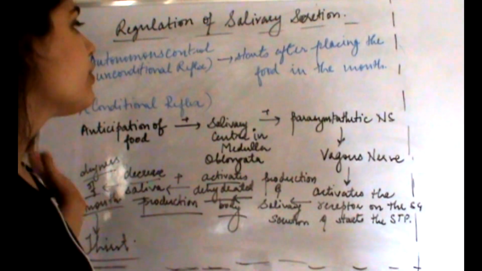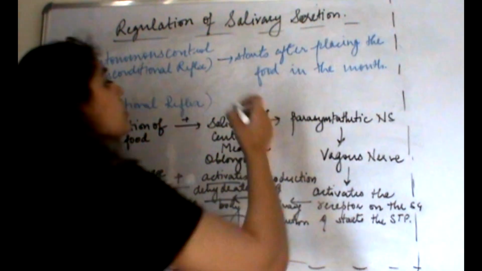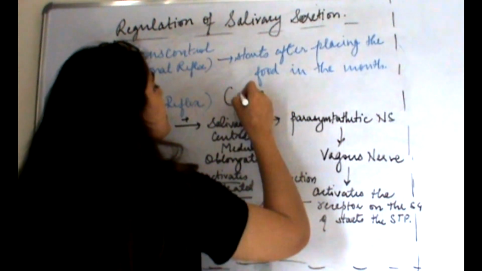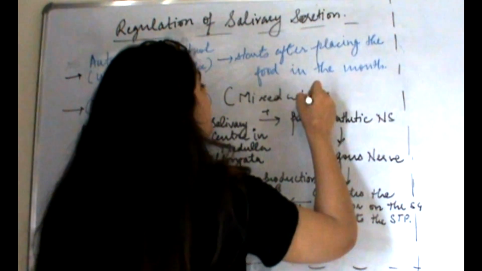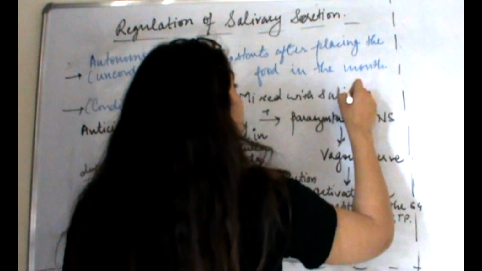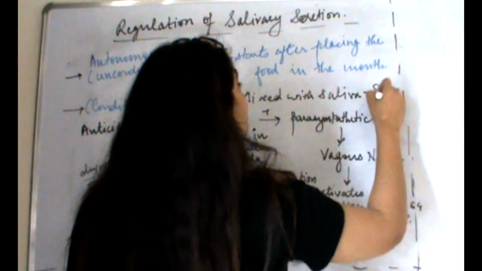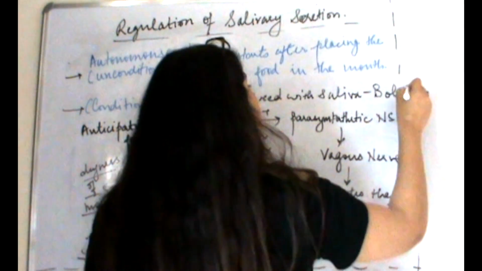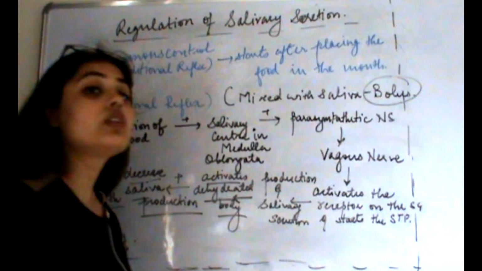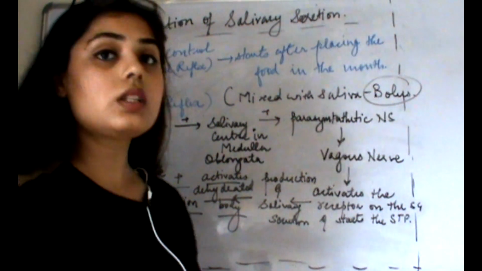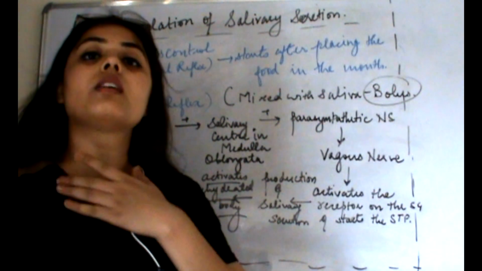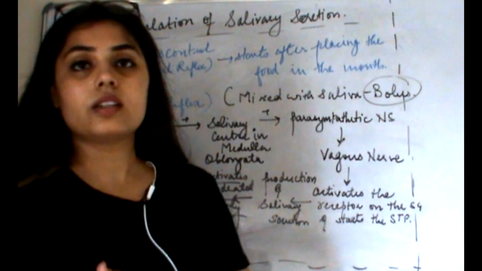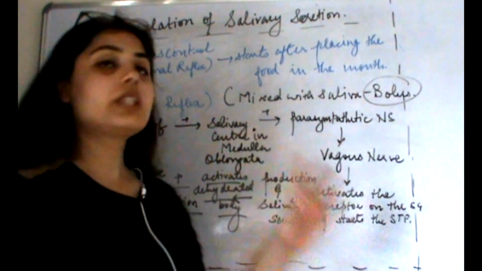Now, after the food comes to the mouth, it is mixed with saliva. When the food is mixed with saliva, it is known as bolus. Bolus is the term you need to keep in mind: it is the food that has been mixed with saliva and then sent to the next part of the body, right? So in this video we will be studying this much.